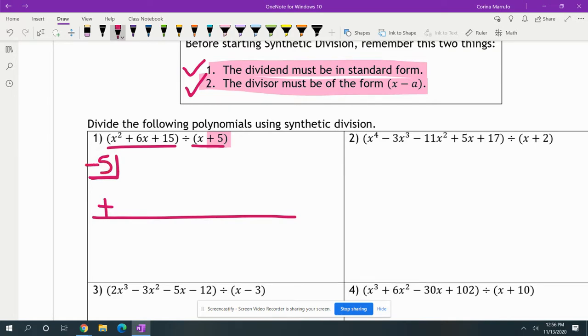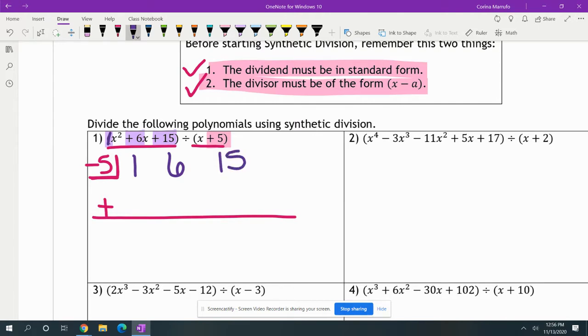Okay, and then you're going to go ahead and take the coefficients of these numbers. So the coefficient of this x squared is 1. Okay, there's no number there. Remember, if there's no number, it's an invisible 1. And then we look at the next coefficient. This coefficient says plus 6, so we're going to put a positive 6 here. Then we go to the next number. It says plus 15, so we're going to put a positive 15 here.